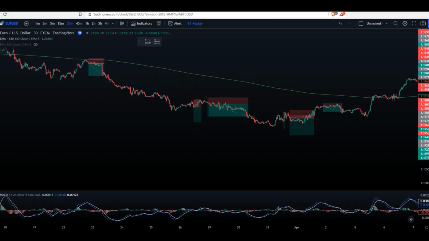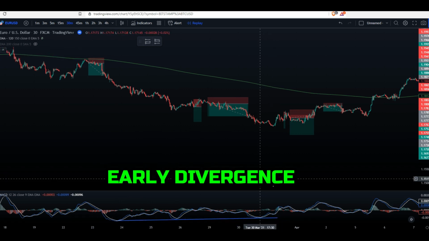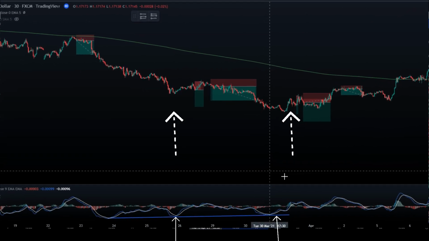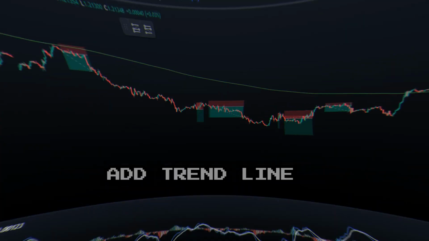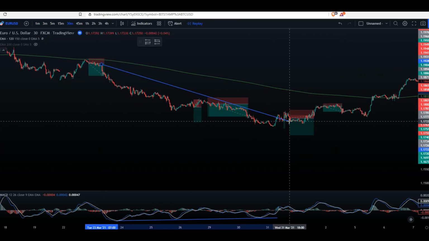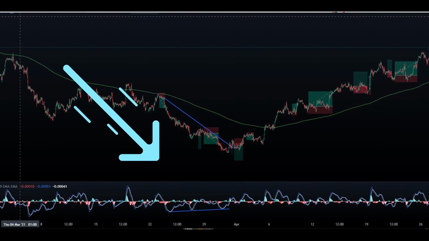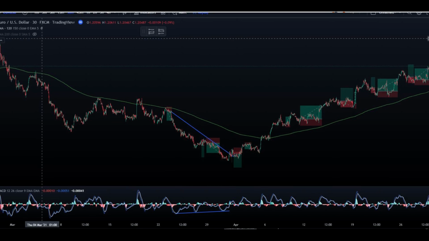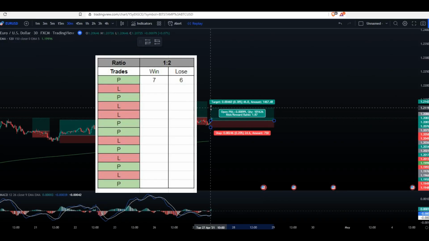First, when you see a pattern like this on MACD, be prepared for trend reversals. Here MACD is showing divergence. In a downtrend, the price is making a lower low, but the MACD is making a higher low, which can be an early signal of a trend reversal. Additionally, you can add a trend line to help you decide the early trend reversal. This is the overall result of the improved strategy.